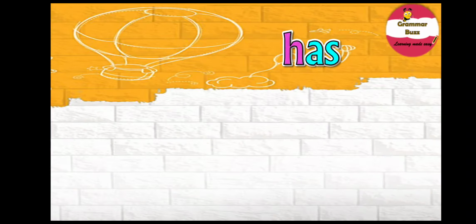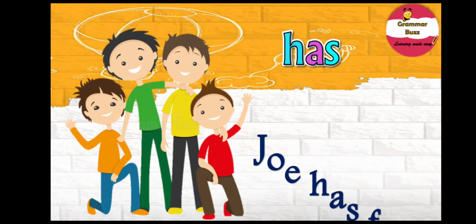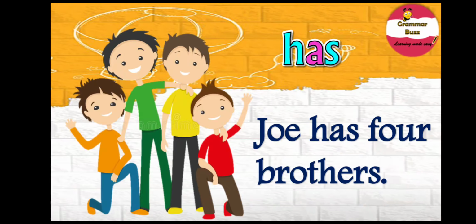And here comes the first one for you. And what does the picture say? Well, it's the picture of 4 boys. And let's say it's our sentence. Our sentence says, Joe has 4 brothers. In this sentence, Joe is a noun and it's a proper noun. 4 is an adjective of number and brothers is a noun.